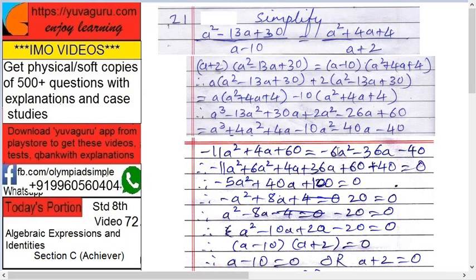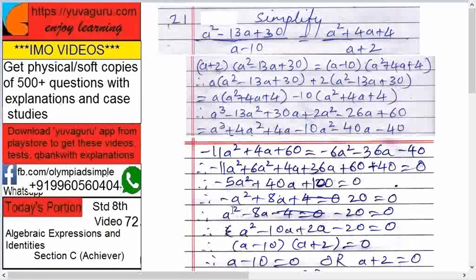Okay. Now these two. Bring everything on one side. So it becomes minus 11a square plus 6a square, right? Plus 4a plus 36a plus 60 plus 40 equals 0, right? So minus 5a square plus 40a plus 100 equals 0.